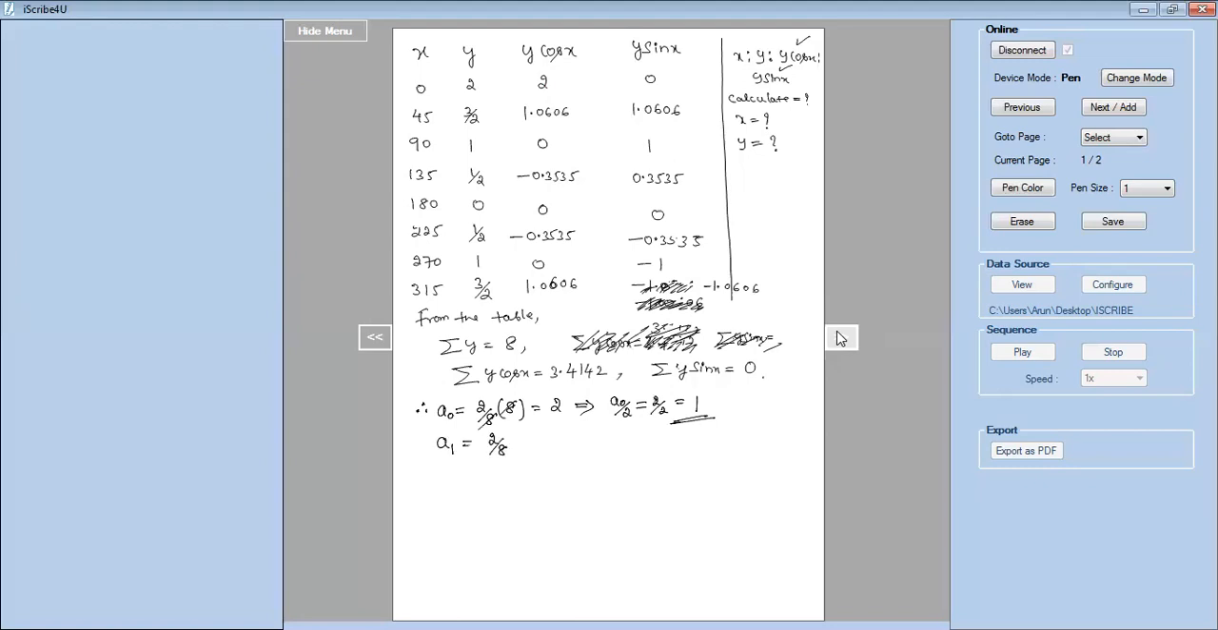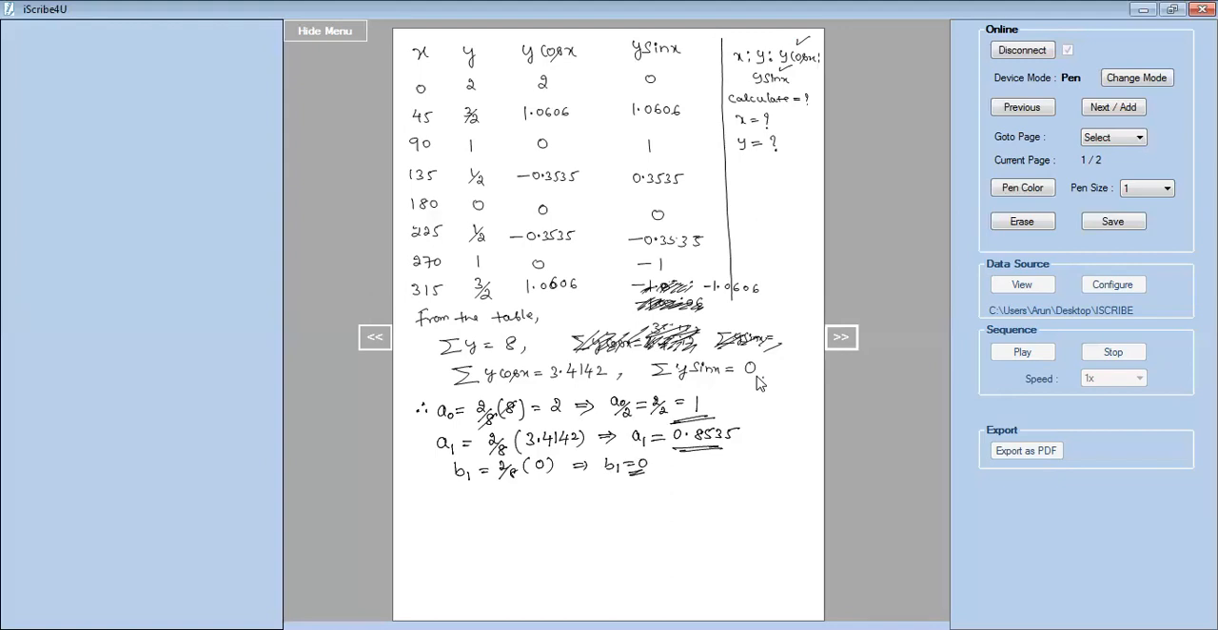N means 8 into summation y cos x. Summation y cos x is 3.4142. If I simplify this, we get the value of a1, and a1 comes to 0.8535. And b1 is 2 by 8 into summation y sin x, and you know y sin x was 0. So the value of b1 becomes 0.